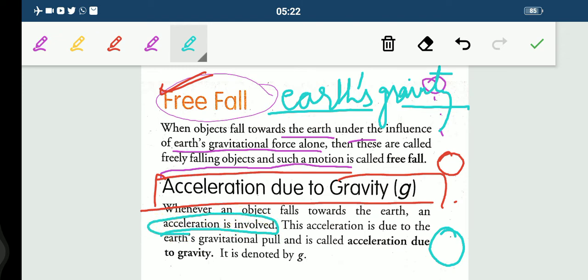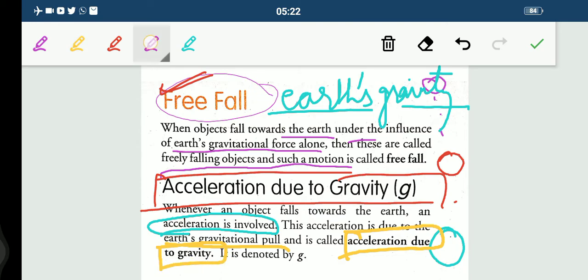Of course, there will be an acceleration if an object is falling towards the earth. This acceleration is due to the earth's gravitational pull. I have already explained to you what earth's gravitational pull is. So this is the acceleration that is involved here, whenever an object falls toward the earth. This acceleration is due to the earth's gravitational pull, because earth is pulling the object. That gravitational pull is there, and it is known as acceleration due to gravity.